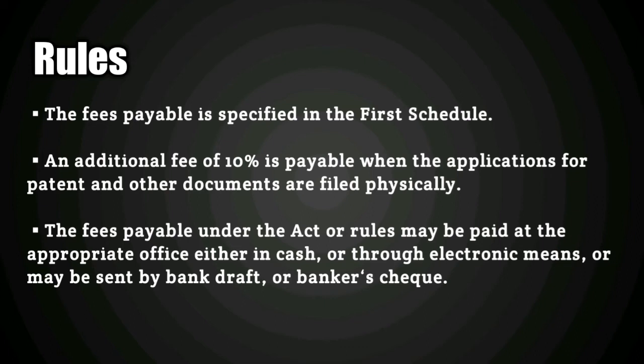An additional fee of 10% is payable when the application for the patent and other documents are filed physically. The fees payable under the Act or rules may be paid at the appropriate office either in cash or through electronic means, or may be sent by bank draft or banker's check. The amount is payable to the controller of patents and drawn on a scheduled bank at the place where the appropriate office is situated. If the draft or the banker's check is sent by post, the fee shall be deemed to have been paid on the date on which the draft or banker's check has actually reached the controller.